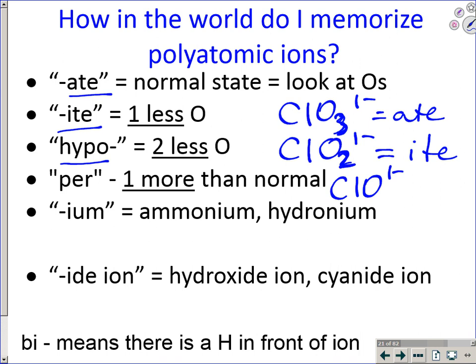So ite has 2 oxygens. Hypo goes 1 less, so that's 1 oxygen. So this is hypochlorite.